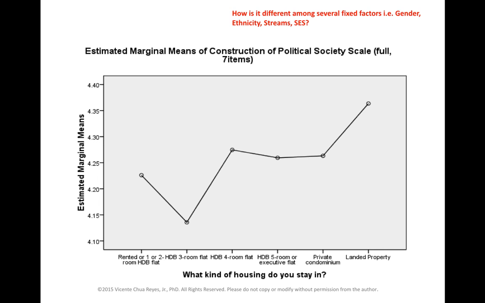Landed property, these are the ones who have land and house. We must remember that Singapore is only 600 square meters. That's the entire size of the nation. So land is a premium. It's very expensive to get land. And if you have land, that means that you belong to an affluent family. Most of the people live in housing development board flats, public flats, and then there are some who also live in private condominiums, right?